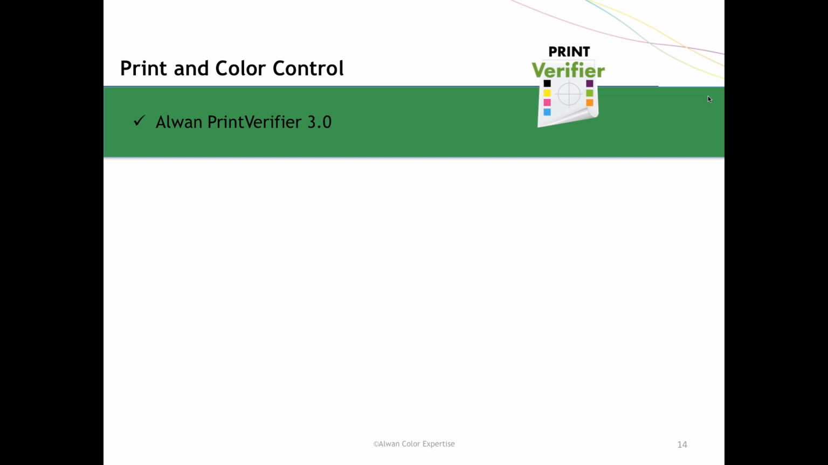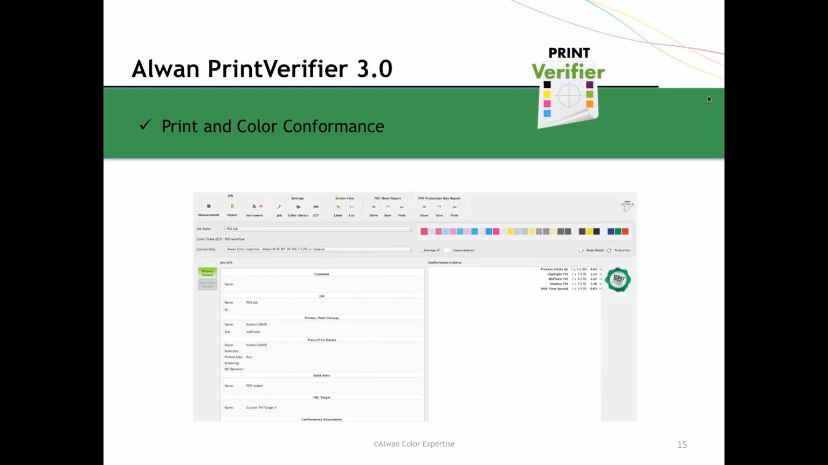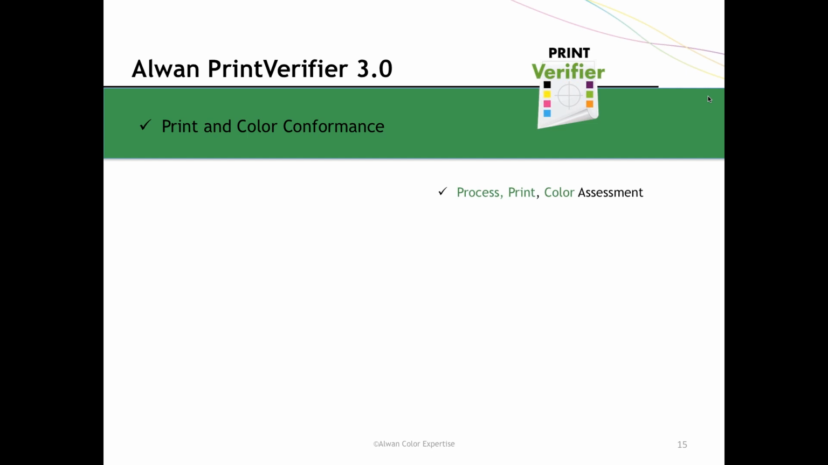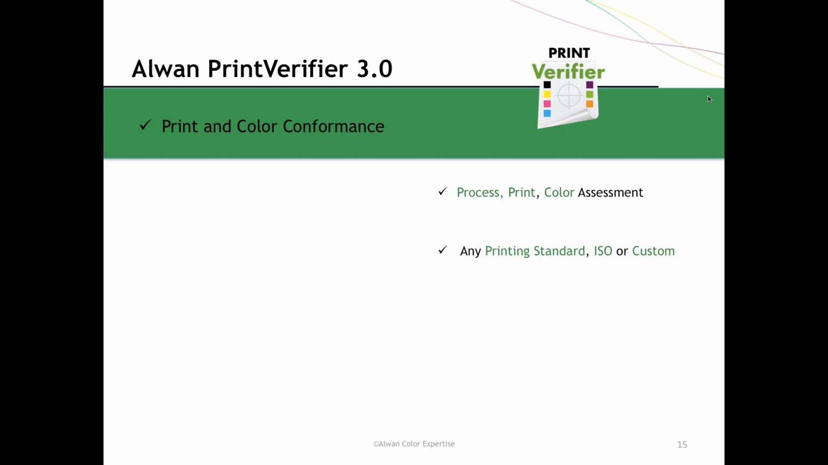The third and last product I'd like to introduce to you is Alwan PrintVerifier. It's used to do print and proofing assessment and conformance. And in the new version of PrintVerifier, which is about to come out, we have changed the user interface in order to do process print color assessments to any printing standards, including special colors, ISO, etc.